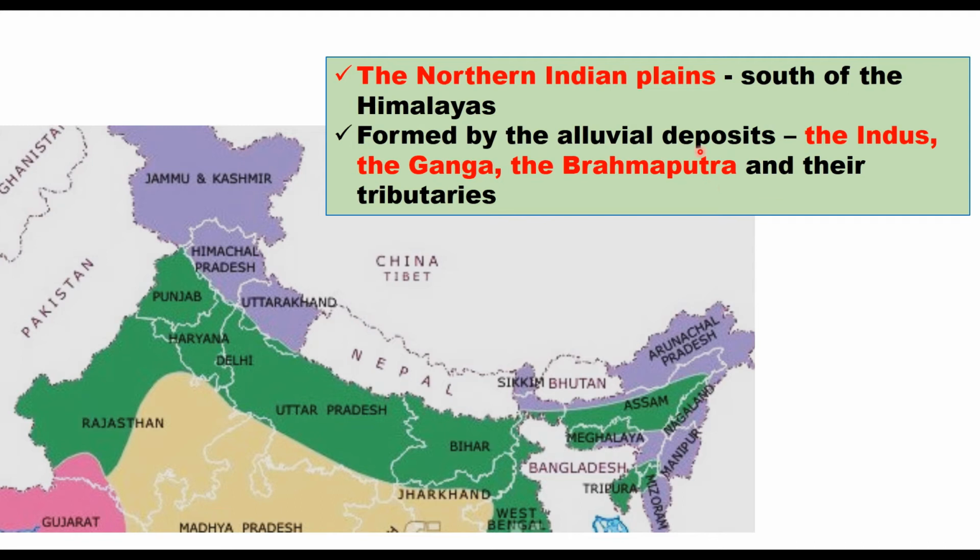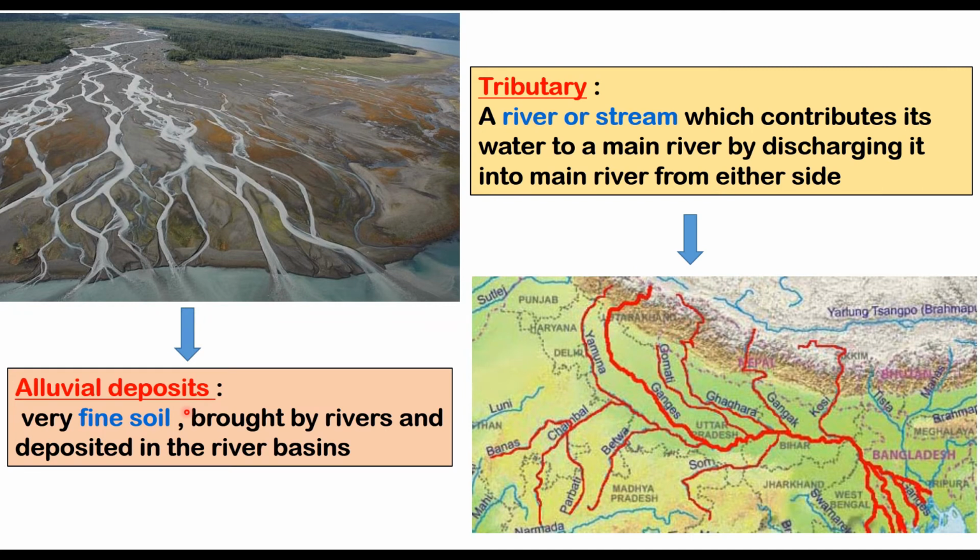their tributaries. What is alluvial deposit and tributaries? Alluvial deposits are very fine soil brought by rivers and deposited in the river basin. And what is tributary? A river or a stream which contributes its water to a main river by discharging it into the main river from either side. So here is a main river and there are tributaries or small rivers that fall into this main river. They are known as tributaries.